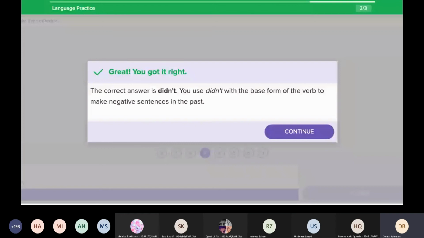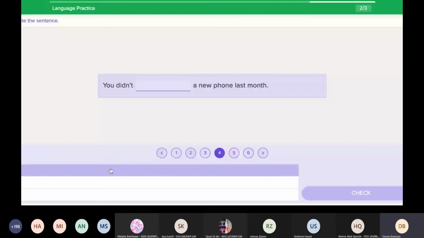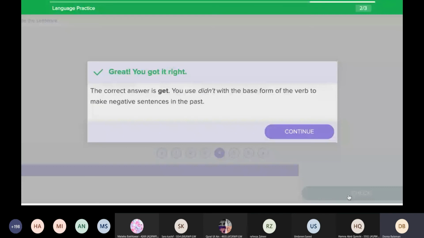Okay, the next one. You didn't blank a new phone last month. Again, we've got a negative in the past. We're talking about last month. So is it get, gets, or got? We know with the negative, we use didn't in the past, and then we use the basic form of the verb. And the basic form is get. You didn't get a new phone last month. Yes.